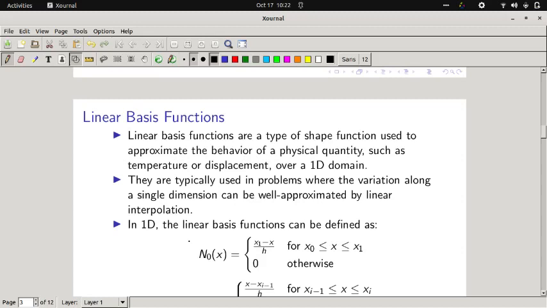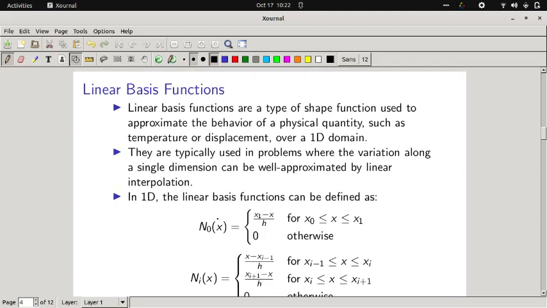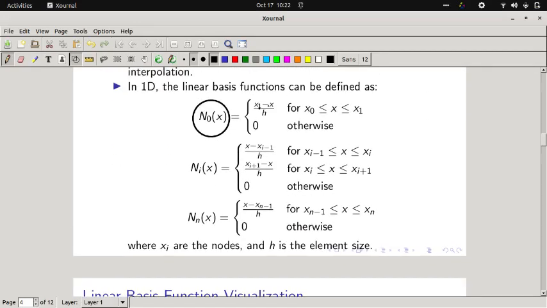First we are going to apply the linear basis function. I take the linear basis functions as n0 of x and ni of x. n0 of x is (x1 minus x) divided by h, because I choose equally spaced nodes. Ni of x is (x minus x(i-1)) divided by h whenever x lies between x(i-1) and xi. This is for interior nodes; n0 and nn are the boundary nodes.